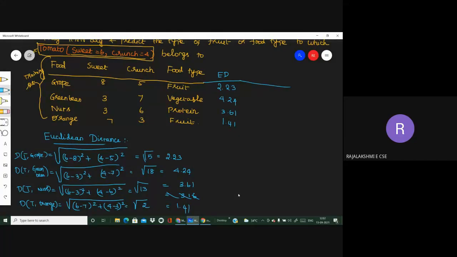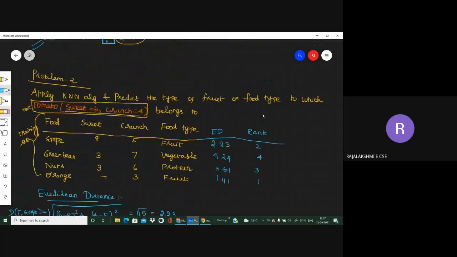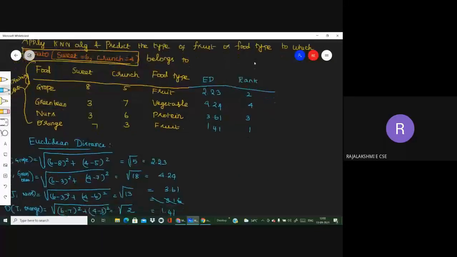So now what is the next step? I have to give rank depending upon the order. The minimum should get the minimum rank. So here it is 1, here it is 2, here it is 3, and here it is 4. Now check it out. The k value was not given in this problem.